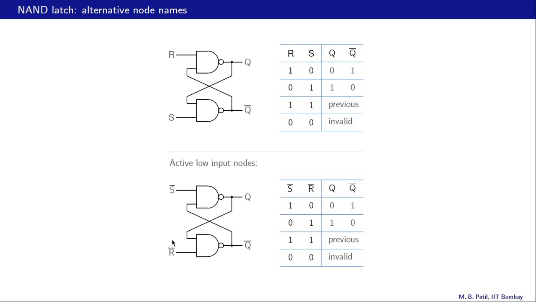When S bar and R bar are both 1, that situation is the same as R and S equal to 1 here, and therefore the previous output of the latch continues, and that is indicated by previous here. And similarly, when S bar and R bar are both 0, that is the same situation as R and S both 0 in the top configuration, and that condition is invalid in both cases.